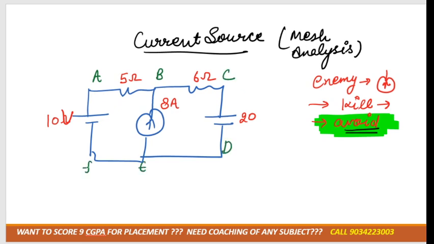Now, first of all, what was our first step? The first step is to count the number of meshes. How many meshes are there? How many rooms are there? Two rooms, two meshes. Just imagine, this one is the room of I1 and this one is the room of I2.